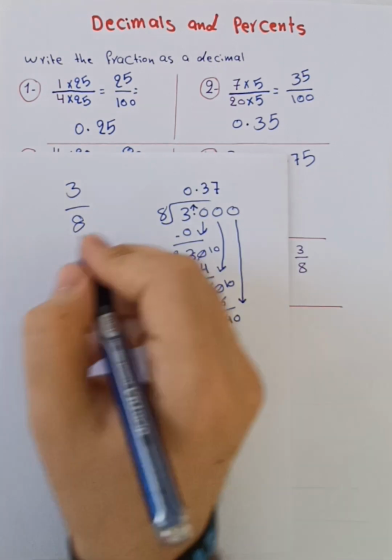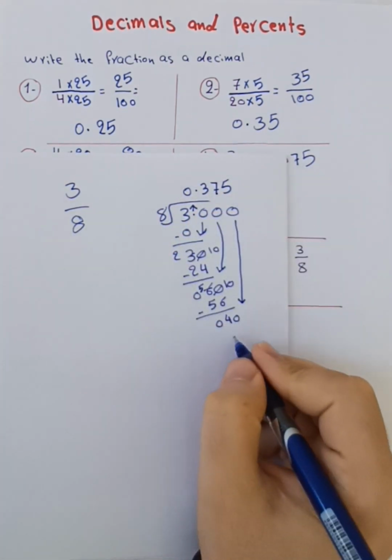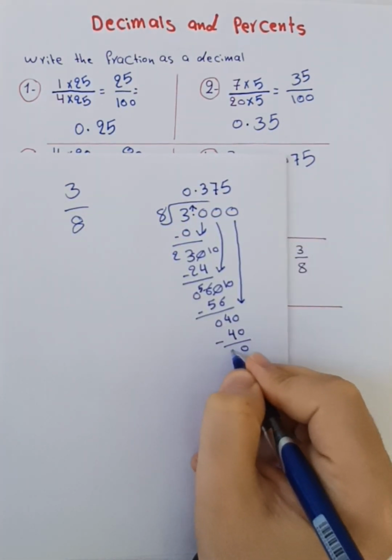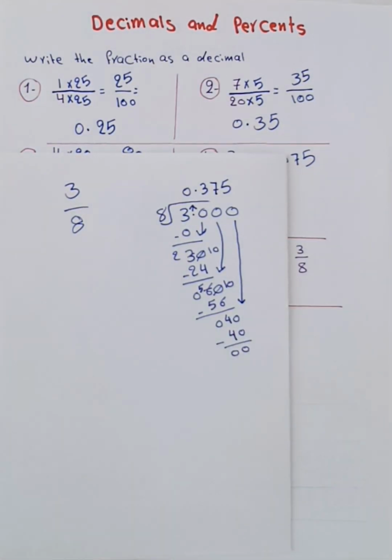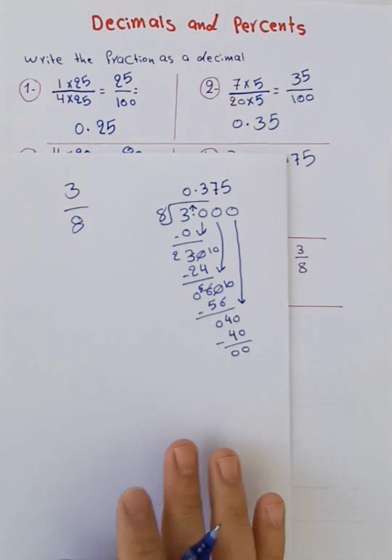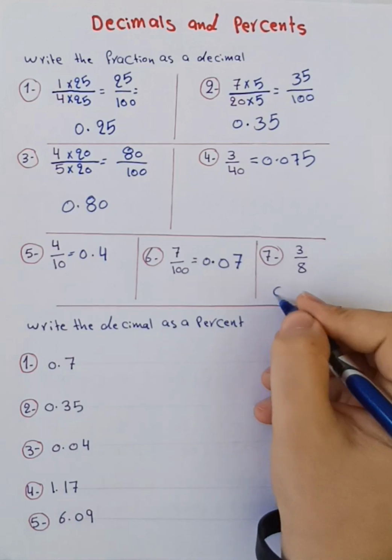40 divided by 8 is 5. 5 times 8 is 40. So the decimal form for 3 out of 8 is 0.375.